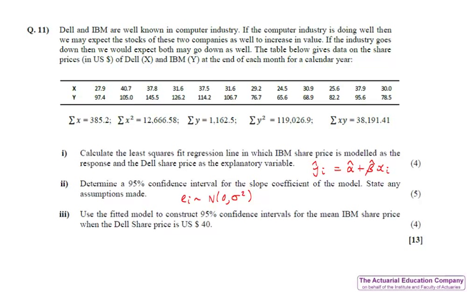Part 3 asks us to use the fitted model to construct a 95% confidence interval for the mean IBM share price. So we're doing a confidence interval for the mean response. Whilst this is a little bit messy, it is very standard and should have presented no problems whatsoever.